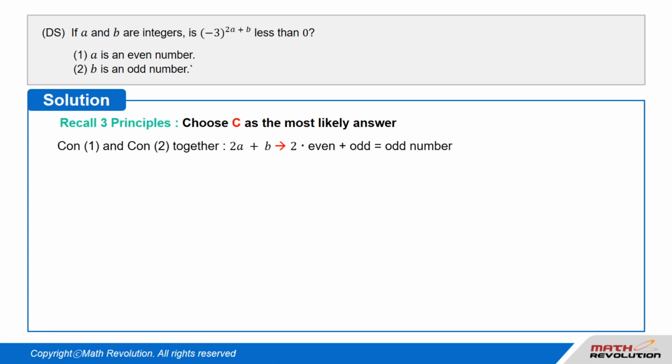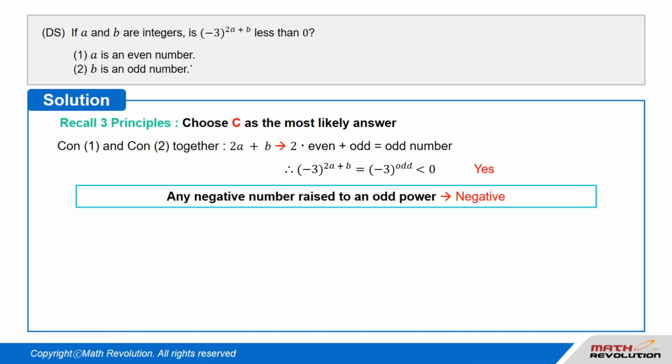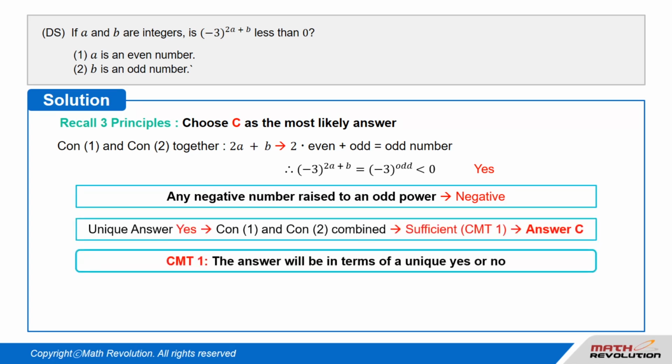We get 2 times a plus b is equal to 2 times even plus odd, resulting in an odd number. So, (-3)^(2a+b) is equal to negative 3 to the power of an odd number, which is less than 0. Any negative number raised to an odd power will give a negative answer. The answer is unique, yes, and conditions 1 and 2 combined are sufficient by CMT1. Thus, C seems to be the answer.